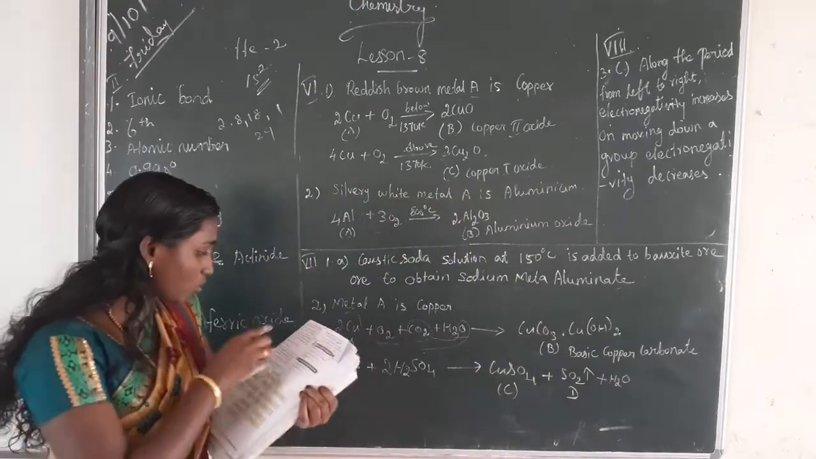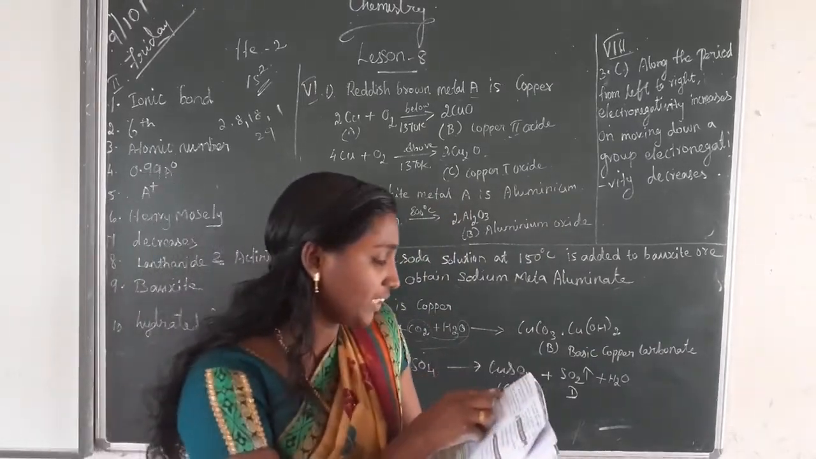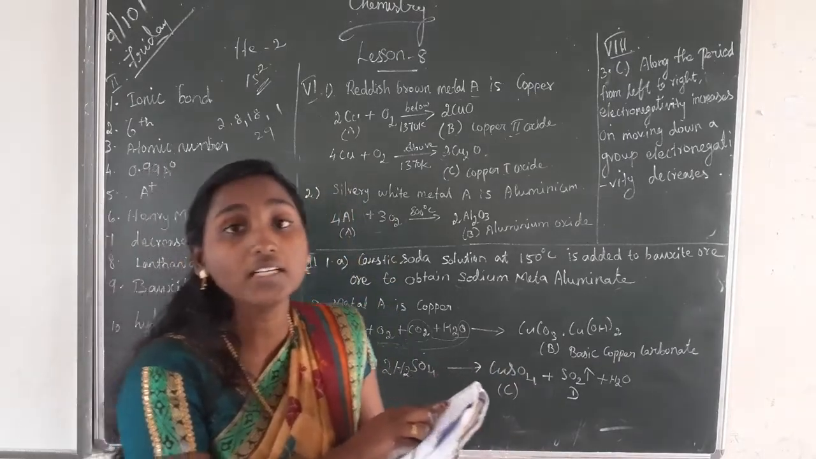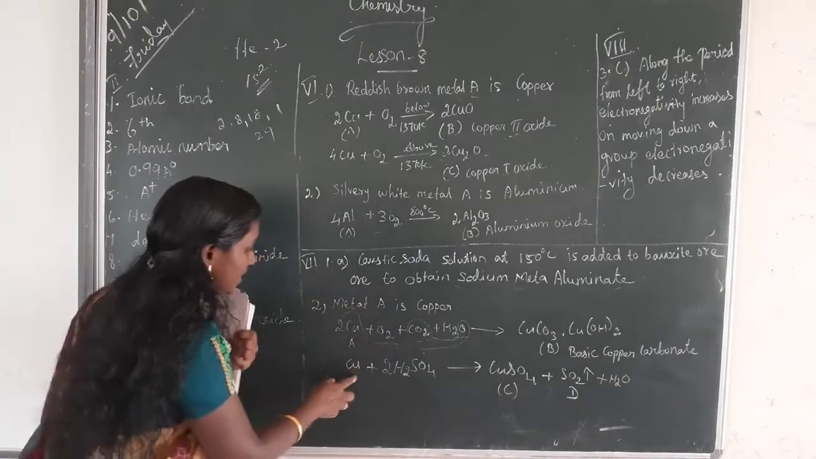Then next see the question. A with the concentrated sulfuric acid. H2SO4 means what? Sulfuric acid. So A is the copper, right?